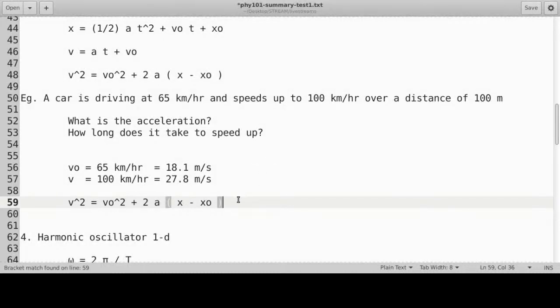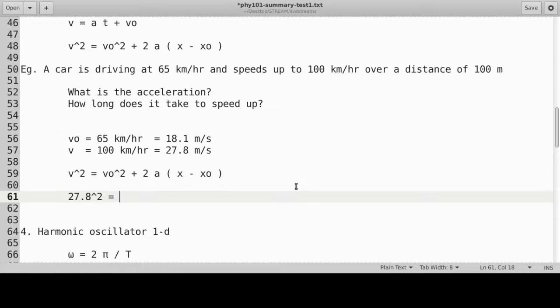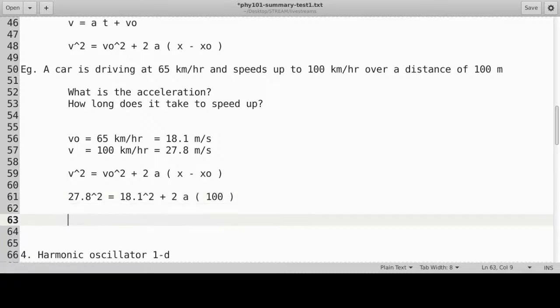And so in substituting here, v is 27.8 squared, and v naught is 18.1 squared, plus 2 times, we're looking for the acceleration, and x minus x naught is the distance over which it sped up, and that's 100. I'll do it one step at a time. So 27.8 squared is 700, and I'll keep an extra digit just in case. And then 18.1 squared, plus 200. That's 2 times 100, and then there's an a there. Okay, and let me see what this works out to.